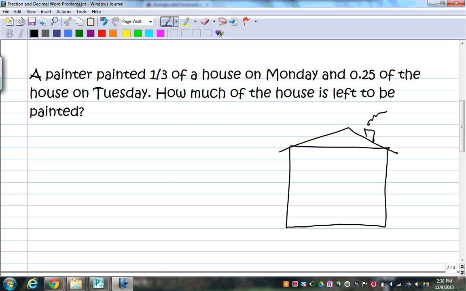All right. And then what you want to do is, all right, the painter came and he painted 1/3 of the house on Monday. Well, that seems kind of goofy, but all right, let's say he came and he painted this much of the house, right? And he painted this beautiful yellow, because that's the color that you like. There. And then he came back on Tuesday and he painted 1/4 of the house. Like that. And what you want to know is how much does he have left to paint? See, this is where a picture really comes in handy.